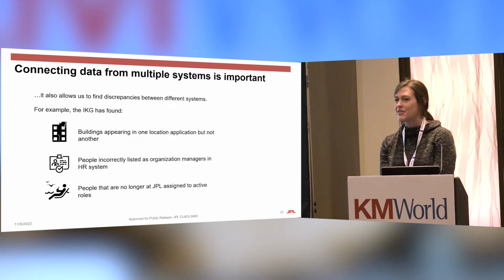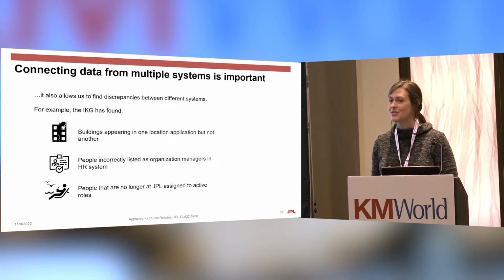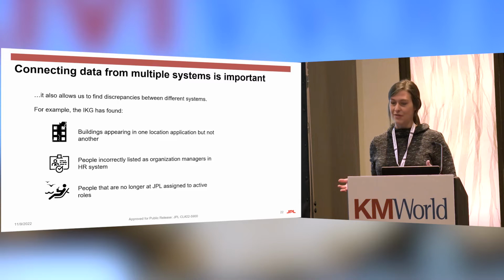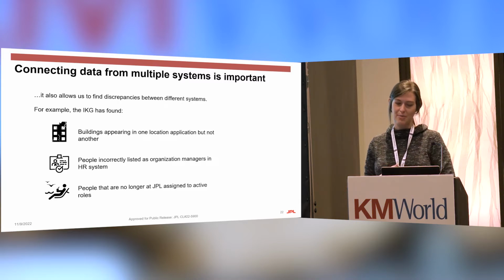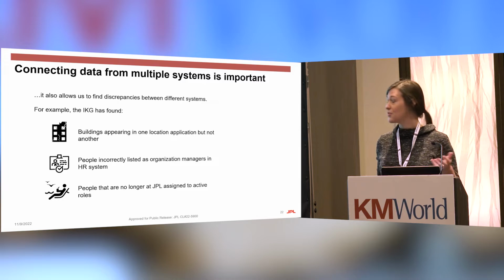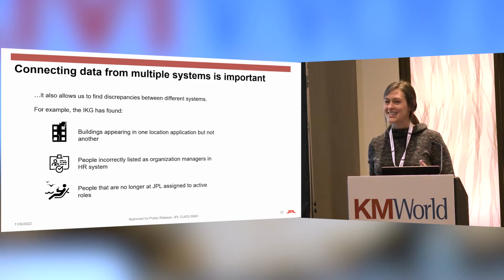On top of that, we found that connecting data sets is actually a really important tool for finding what we call data discrepancies. So you'll find information that conflicts and doesn't make sense. You'll find one fact in one data set, one fact in another, and we've actually found this to be a really powerful way to clean up data across JPL. So for example, we'll find buildings in one data set that another data set says don't exist. We'll find people assigned to roles when they've actually retired from JPL. So combining these data sets really allows us to clean up some of that data.